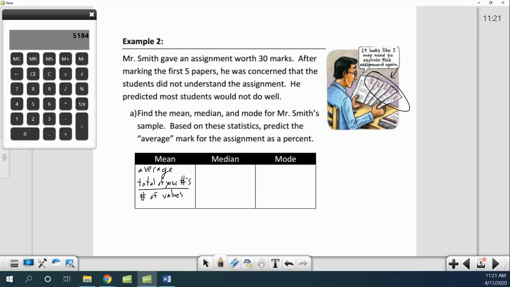Median is usually easier to find. It's just the middle number. You put your numbers in order and you find which one is in the middle. And the mode is the number that shows up most often. Now, these are a bit tricky.